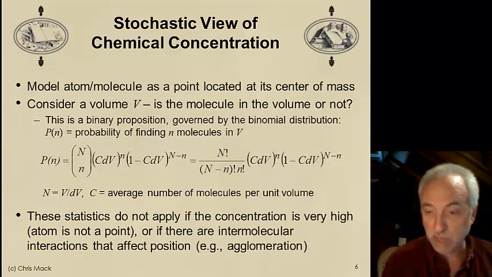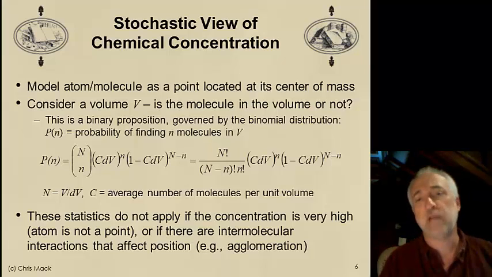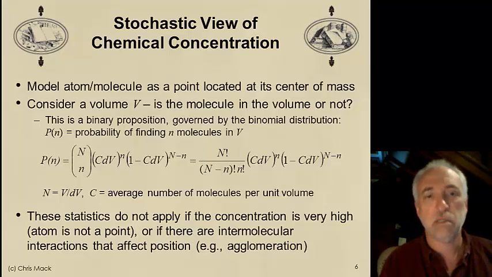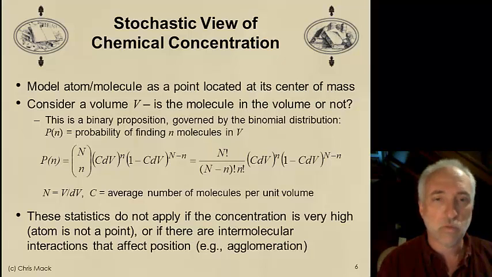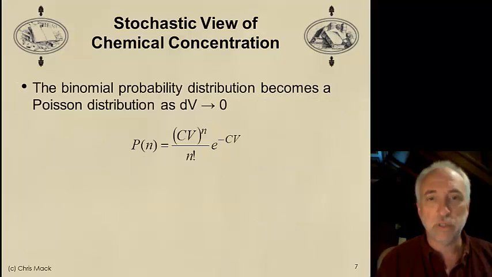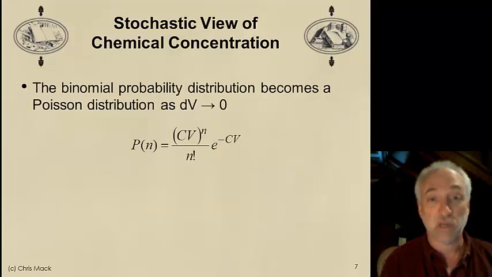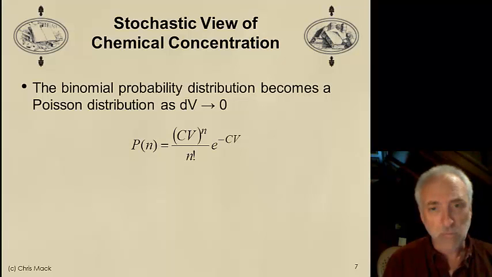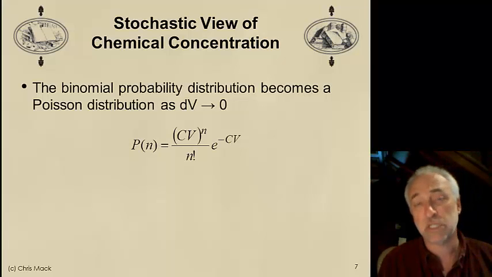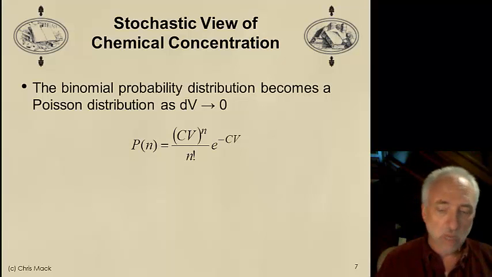Agglomeration is a good example. Things stick together. But if those phenomena are not going on, then this binary distribution works well. Well, it turns out the binomial distribution becomes, in the limit, a Poisson distribution. And that's good because the Poisson distribution is actually much easier to work with. But it's the same idea.